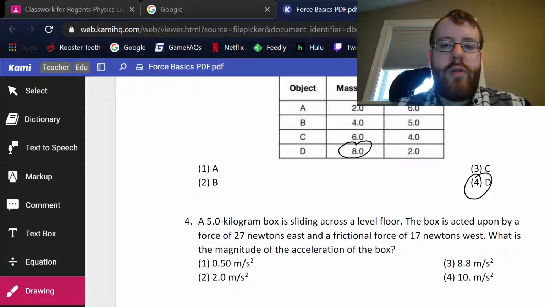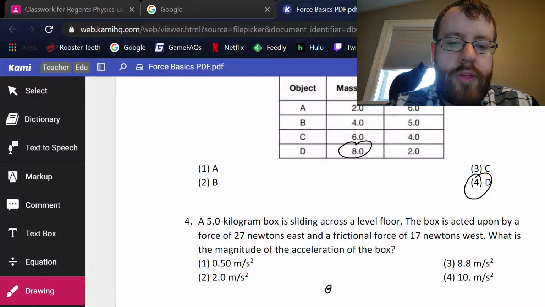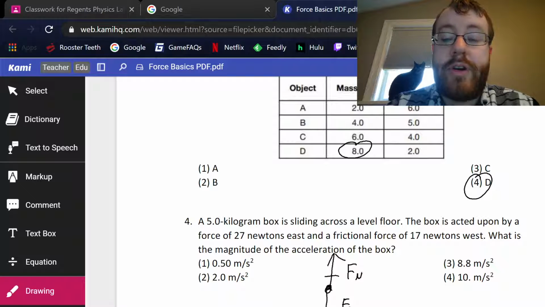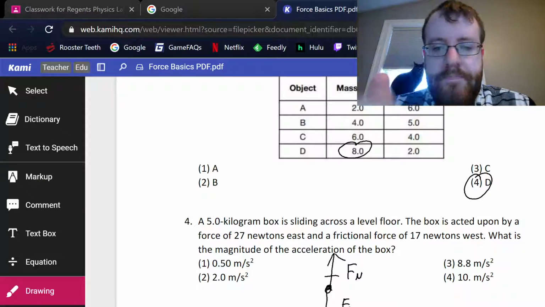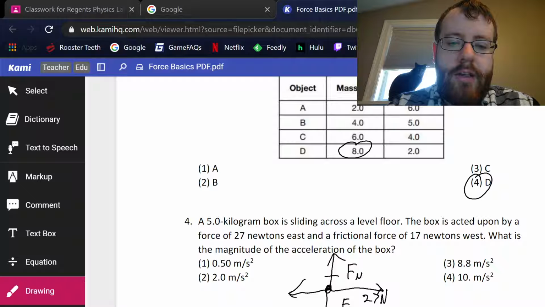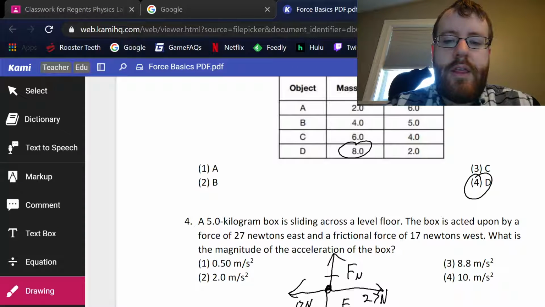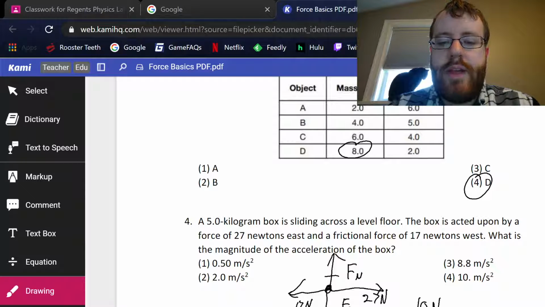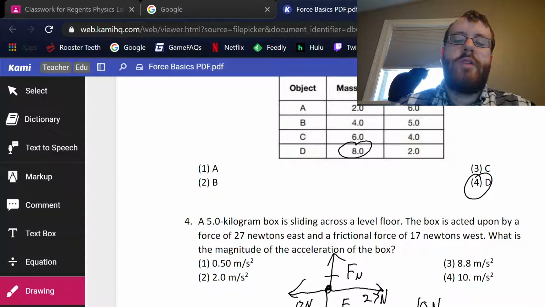Okay, question 4. Like question 1, we have multiple forces on our box. We have gravity and normal force. They almost always cancel each other out. We're going to see one example where it doesn't later on in this worksheet. We have our force going to the east of 27, our force going to the west of 17. They're going to add up together to be 10, because again, they're going opposite directions, so you subtract.